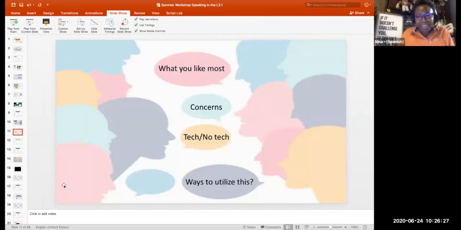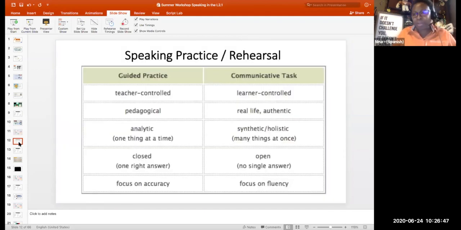Perfect. I appreciate that. And so y'all saw the cycle. That's what it's going to look like. What you like, what concerns you have, tech or no tech, and then ways to utilize it. So that was our first trial. And we did it with that activity because I've been using that one forever. So I would like to share our different ways to use speaking, proficiency building tasks in class.